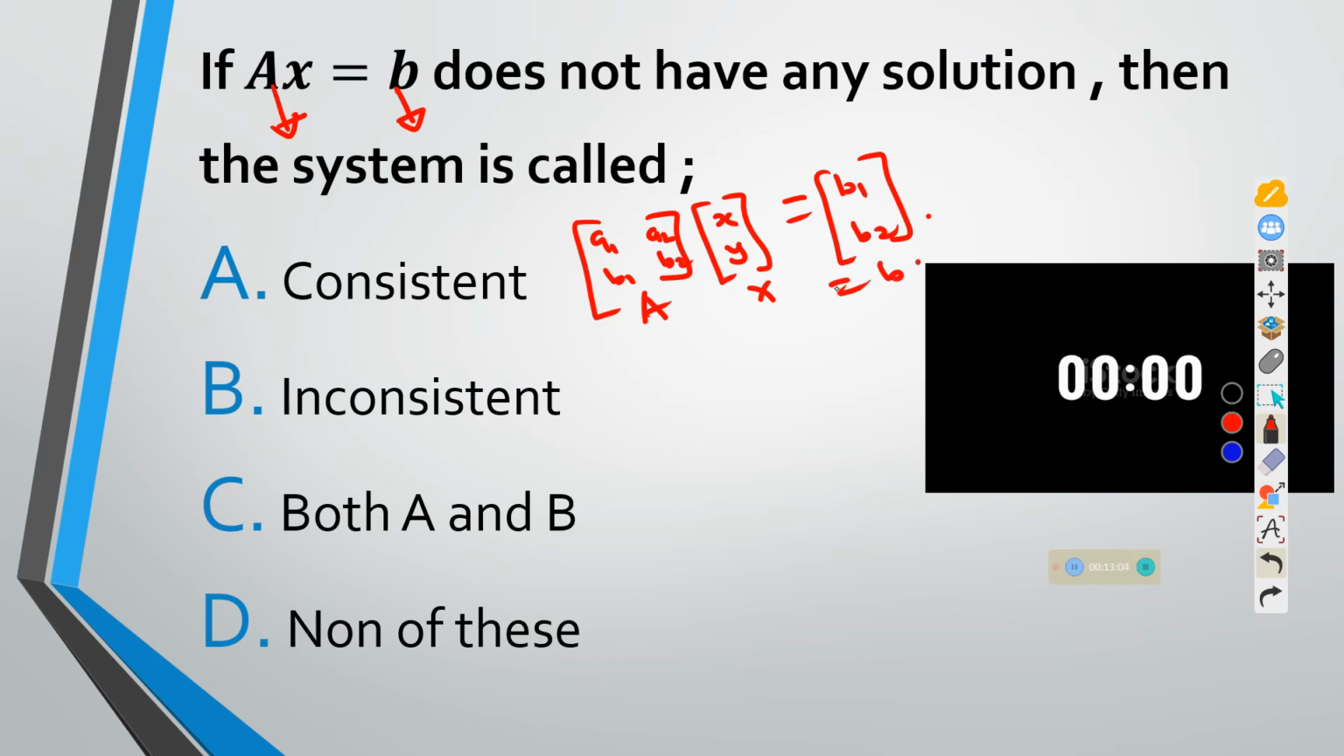If such a system has no solution, then we say that system is inconsistent. If it has at least one solution, then it is consistent. So if Ax equals b does not have any solution, then the system is called inconsistent. And that would be the answer. We look at the next question.